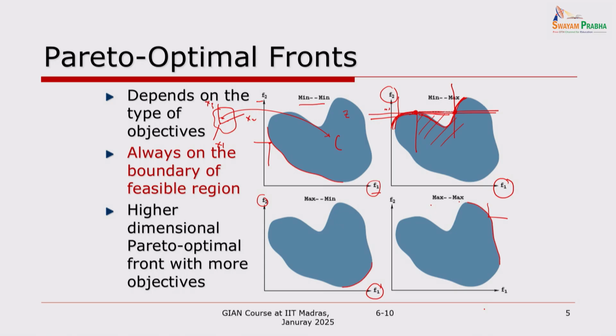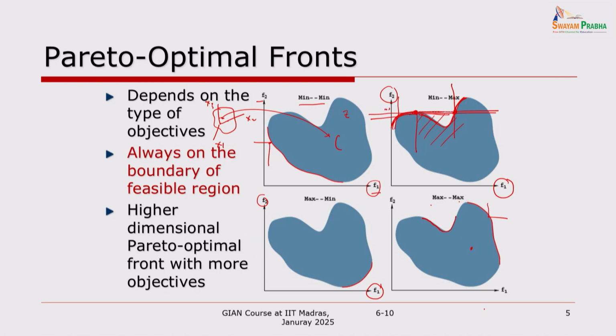Not necessarily does every part of the boundary have to be the Pareto set for some combinations. For example, this part will never be Pareto set no matter what you minimize, what you maximize. But the opposite is always true. This point inside can never be a Pareto solution. It always has to be on the boundary. Okay, clear?